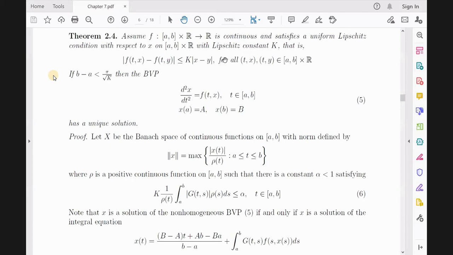For f continuous and Lipschitz, if (b minus a) is less than pi over the square root of K, then this boundary value problem, d squared x by dt squared equals f of t, x, t belonging to [a,b], also x at a is A, x at b is B, has a unique solution.